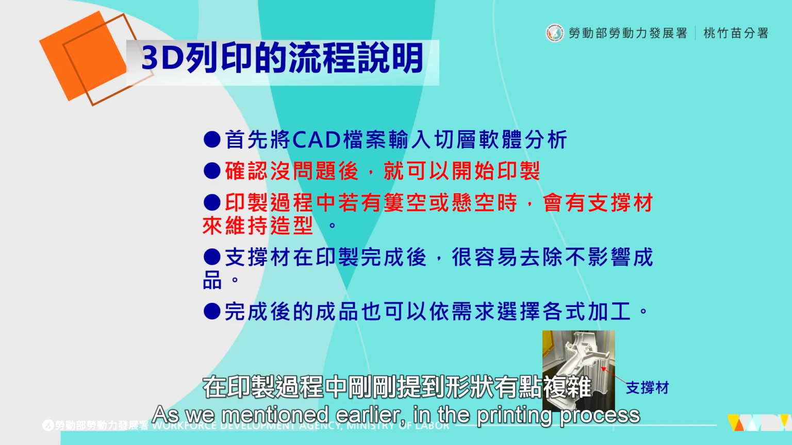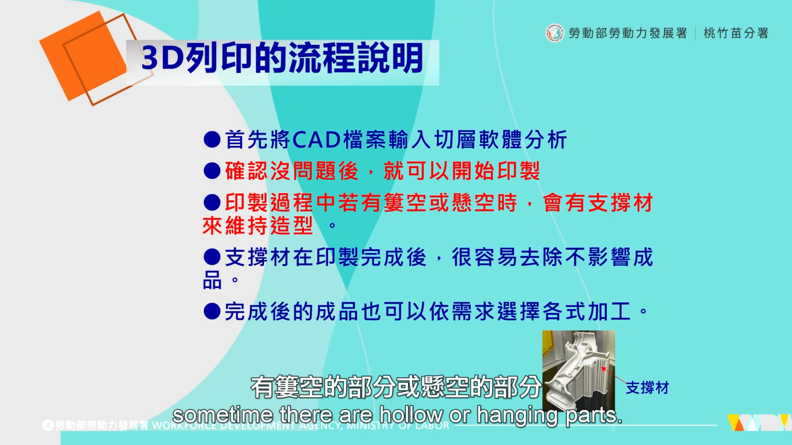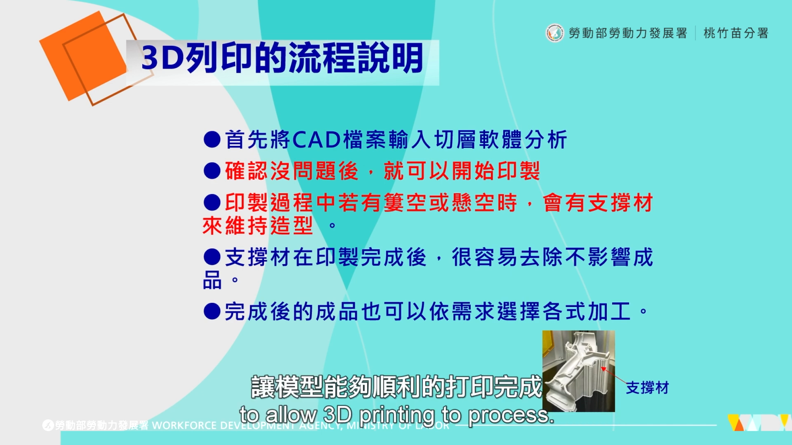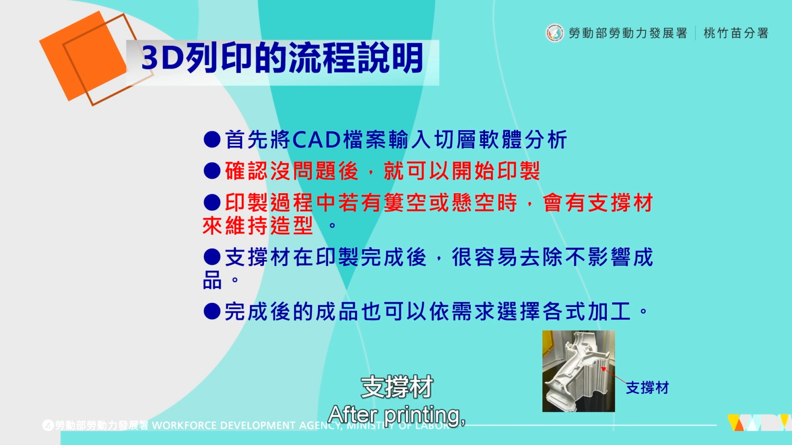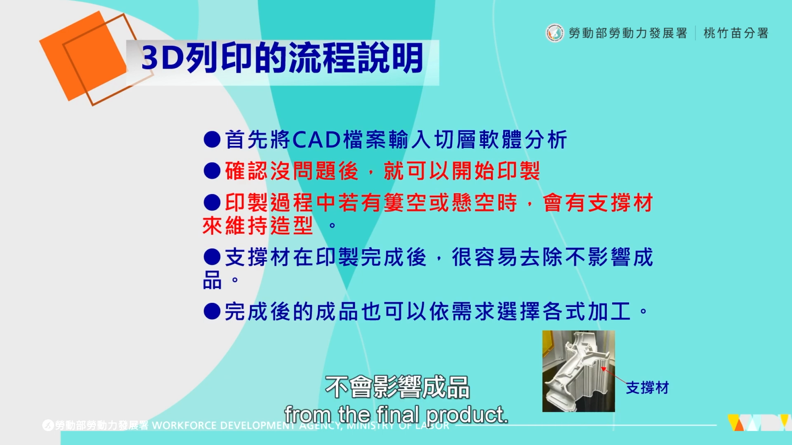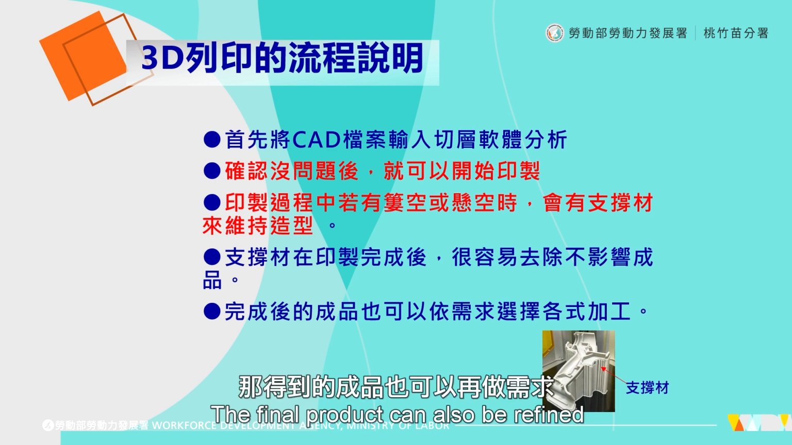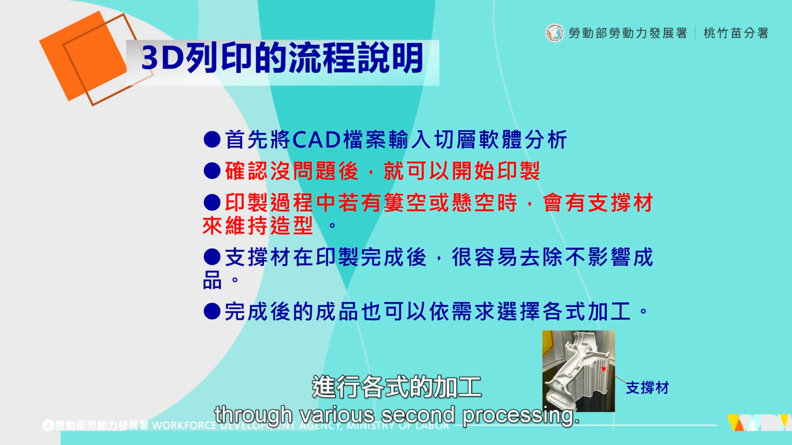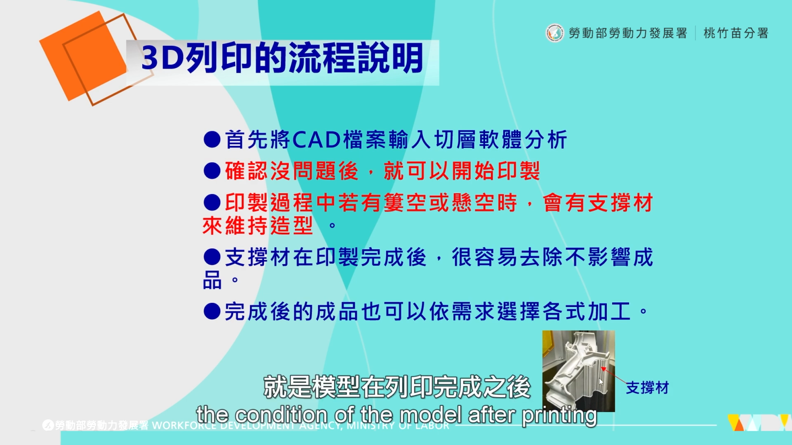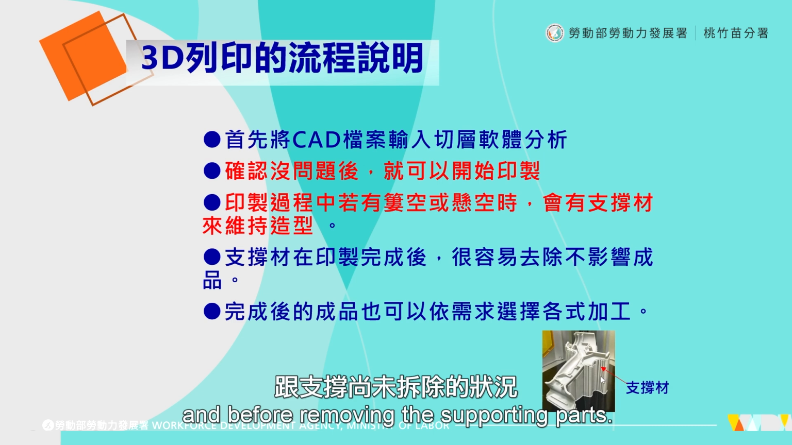As we mentioned earlier in the printing process, sometimes there are hollow or hanging parts. There will be supporting parts to support them to allow 3D printing to process. After printing, the supporting parts can be easily removed from the final product. The final product can also be refined through various second processing, like for example, drilling or milling. We can see on the screen the condition of the model after printing and before removing the supporting parts.